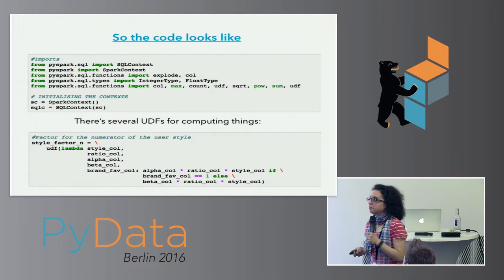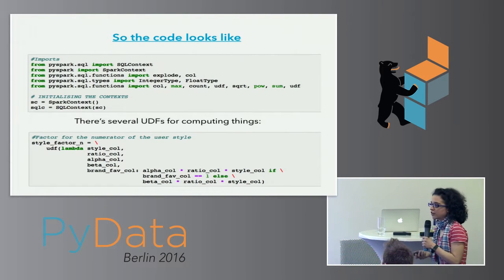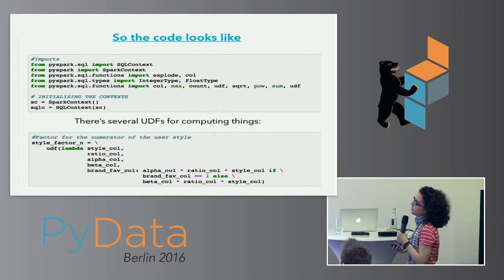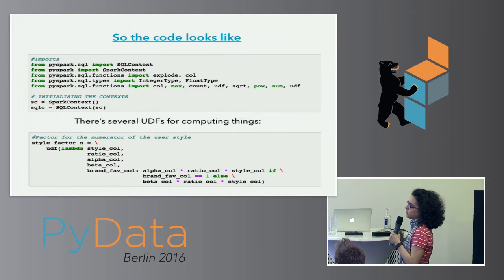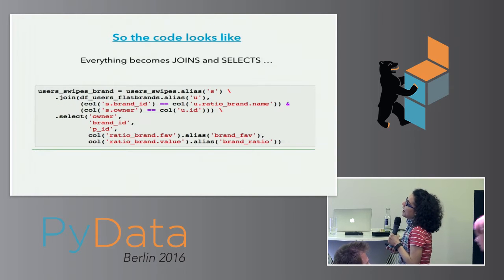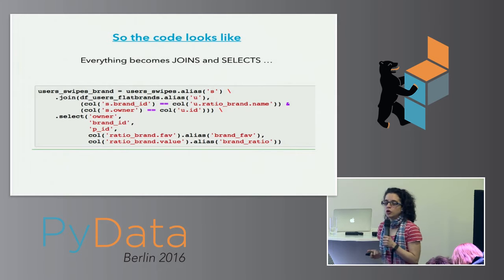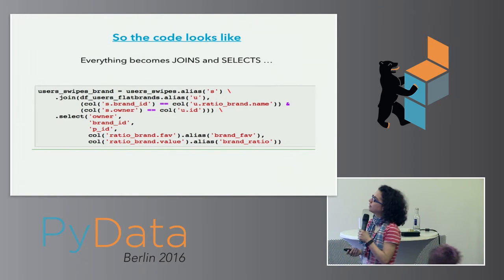This is a couple of nice examples of how the code actually looks. If you're familiar with PySpark, it has a SQL context which enables you to use the SQL-like APIs. So we call the context, we write a load of UDFs. For example, in this case, we want to compute the numerator in the style profile for the user. So we write lambda functions. And then everything becomes nice joins and selects. So the code is very long.